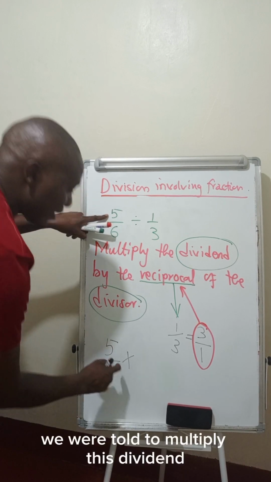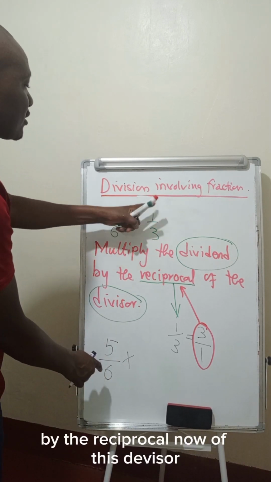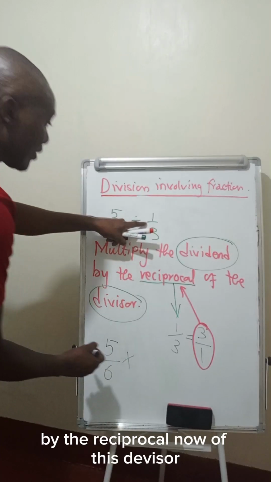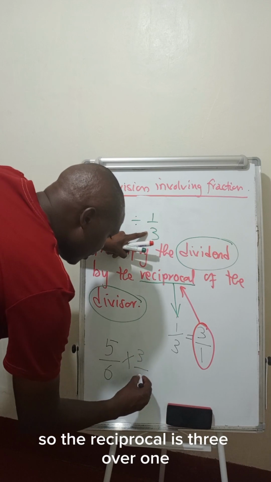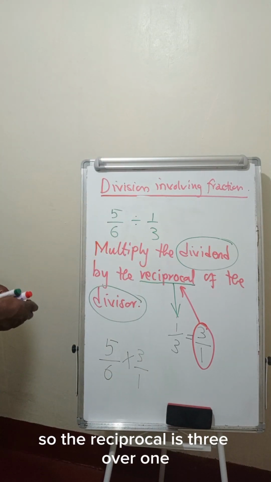We were told to multiply this dividend by the reciprocal now of this divisor. Our divisor is a third. So the reciprocal is 3/1.